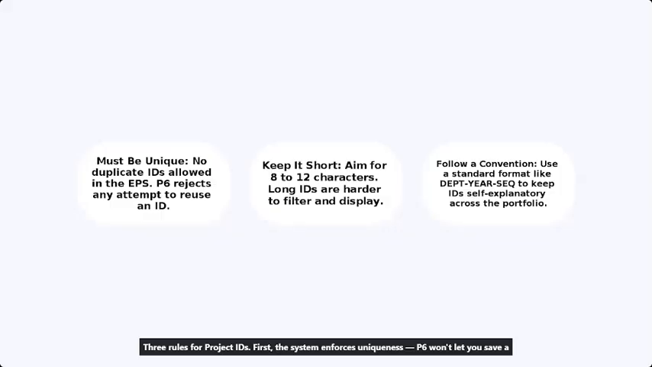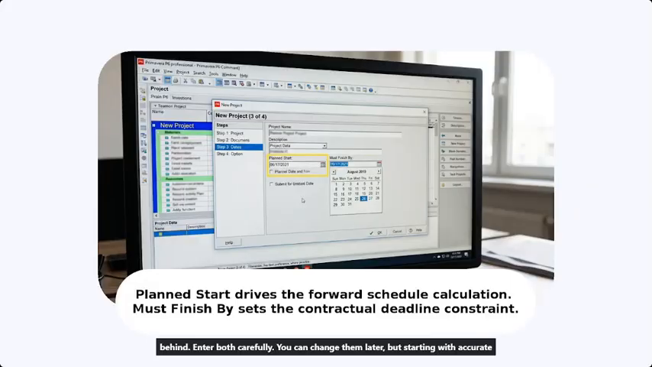On the third screen, you enter two dates. Plan start is the date P6 uses to calculate your forward schedule. Every activity's early dates anchor to it. Must finish by is a project-level deadline. If your schedule finishes later than that, P6 flags the project behind. Enter both carefully. You can change them later, but starting with accurate dates avoids confusion when you first run the schedule calculation.